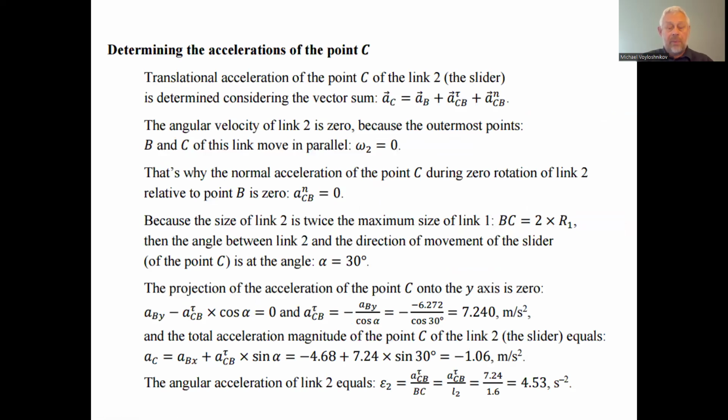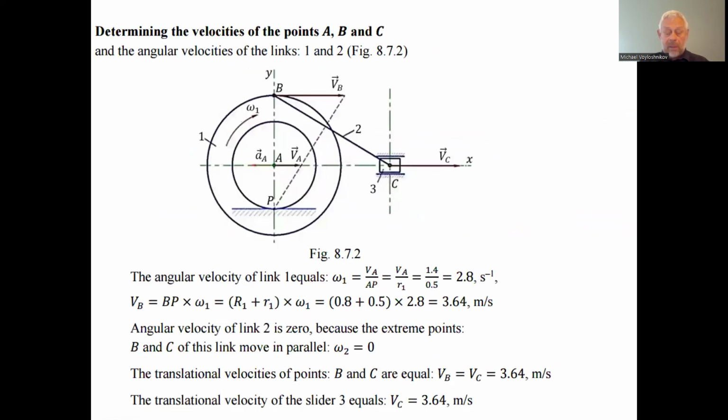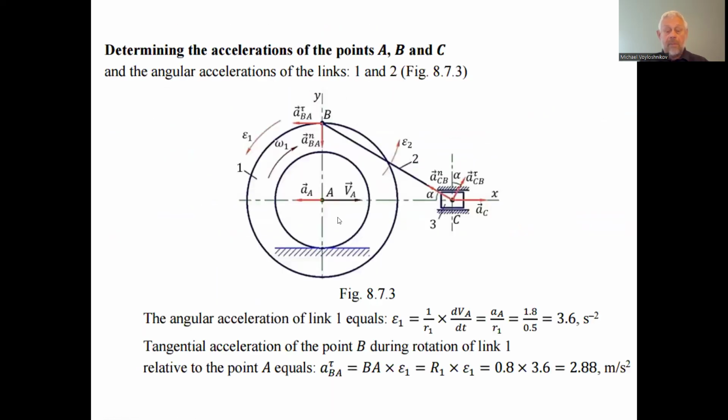The translational acceleration of point C, the slider, is determined considering the vector sum. So the acceleration of point C is equal to the acceleration of point B plus the relative accelerations of the point, the normal and tangential accelerations.